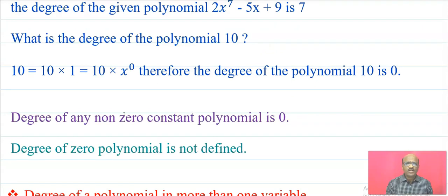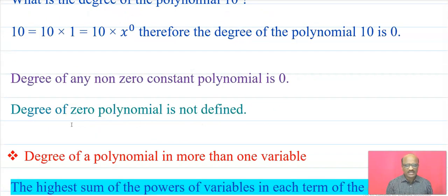Degree of any non-zero constant polynomial is 0. And the next line is also very important. Degree of zero polynomial is not defined. These two will be asked in multiple choice questions. That is, the degree of zero polynomial is not defined.